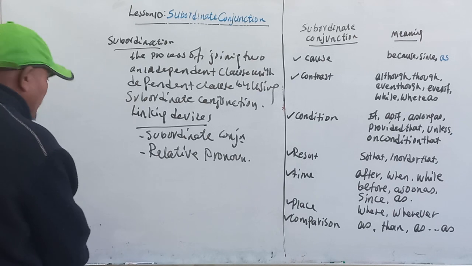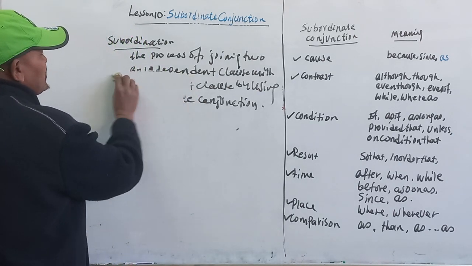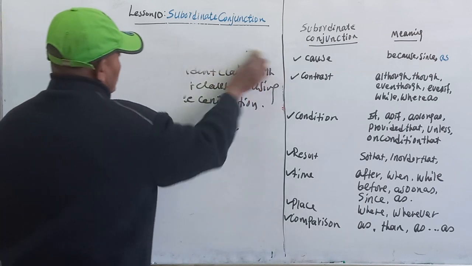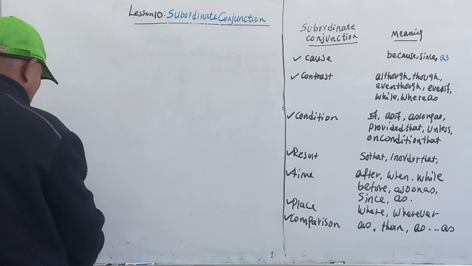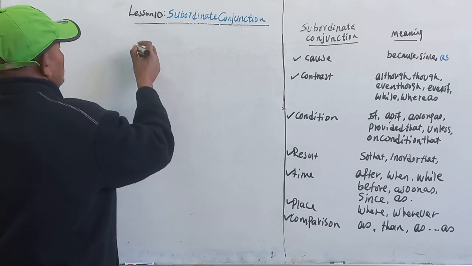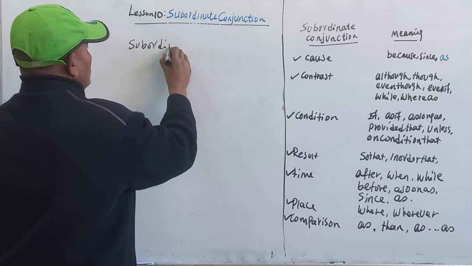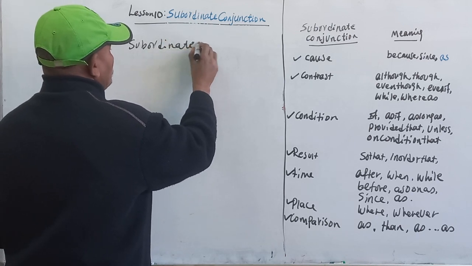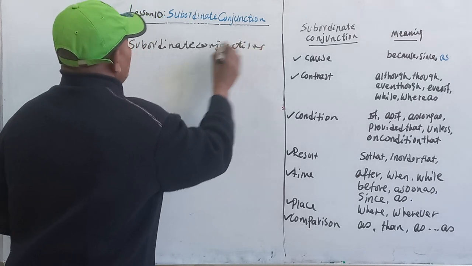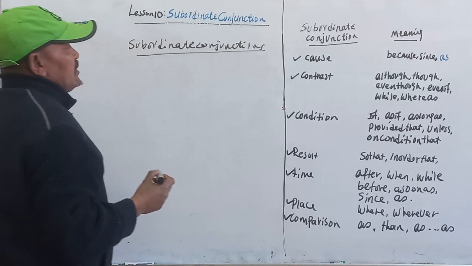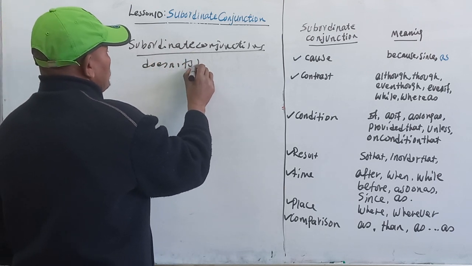Fine. If I say like this, let's come to subordinate conjunctions. Subordinate conjunctions, it doesn't stand by itself.